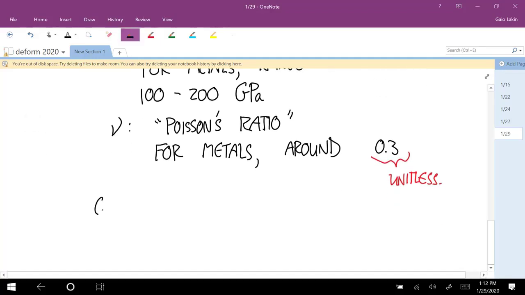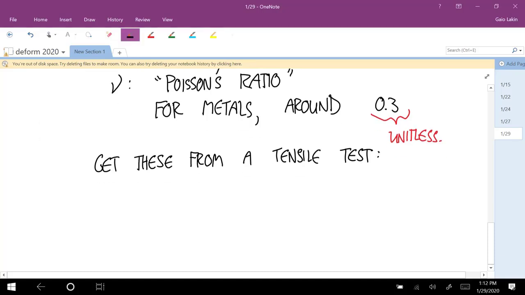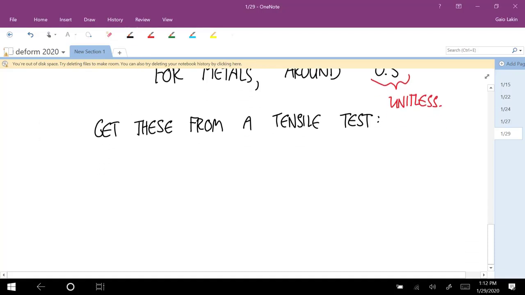You get these two parameters from what's called a tensile test. A test where you put the material in tension. And the way it works is, you have your sample material, like a long skinny piece of whatever you're testing. And there are clamps on both sides.